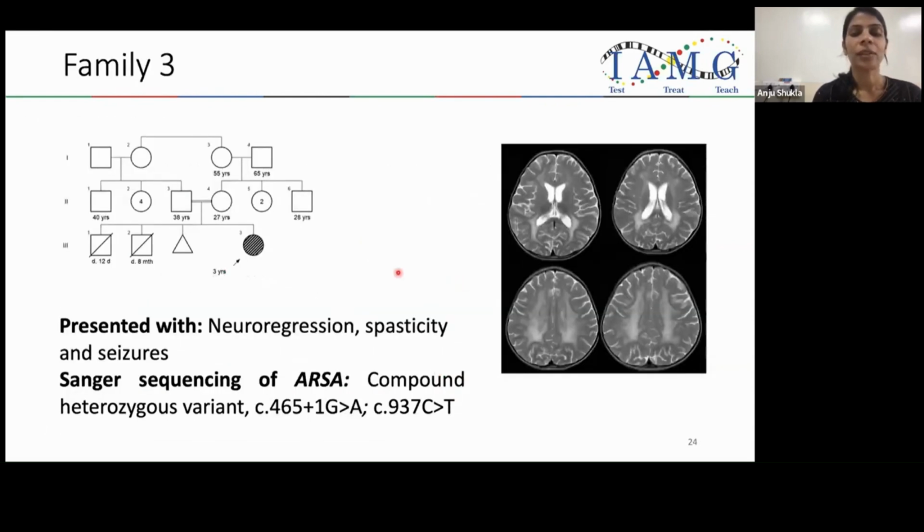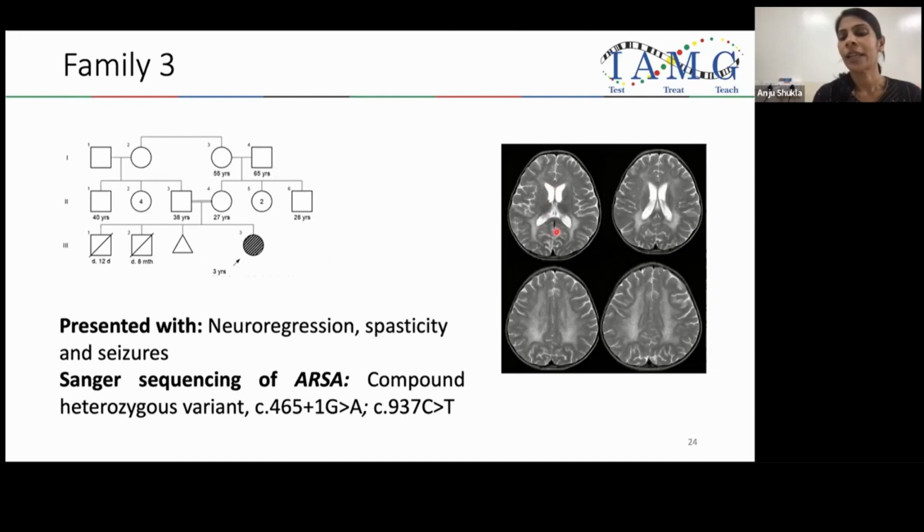This is the last example. This is a 3-year-old girl. She's born out of consanguineous marriage. She was well till 2 years of age and then had neuroregression, spasticity, and seizure, which were all progressive. And we asked for an MRI because of so many neurological issues.